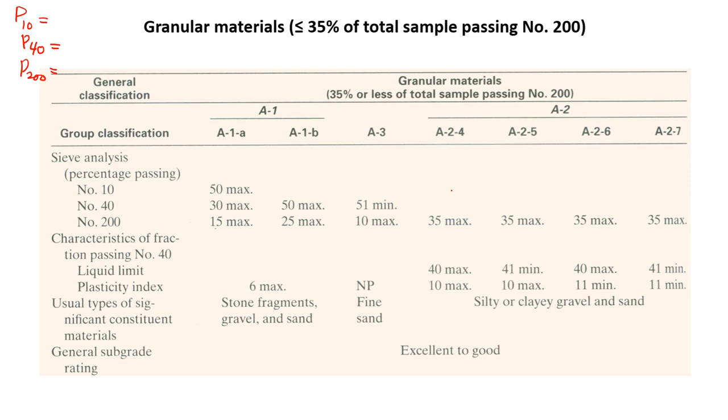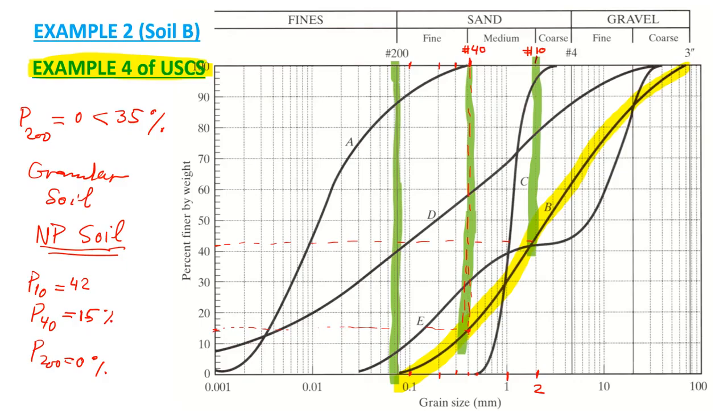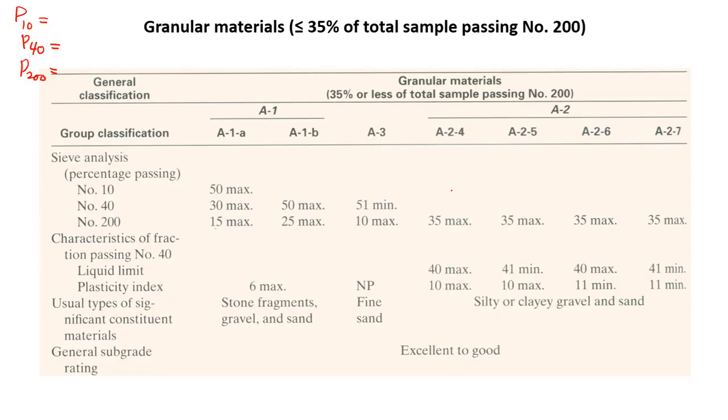It's time to classify using the table. So P10, what is the value? 42, 15, 0, and it is NP, no values. Let's start with the first, number 10, 50 maximum. 42, it's less than 50, it's okay. Number 40, 30 maximum. What is our value? 15, which is less than 30. Number 200 is 15 maximum. In our case it is 0.